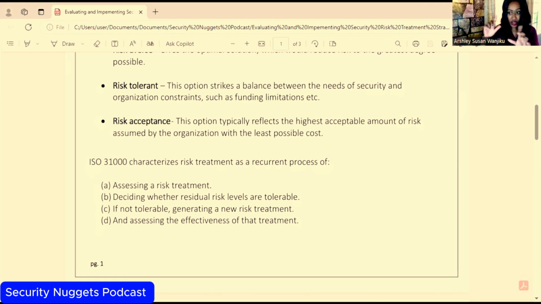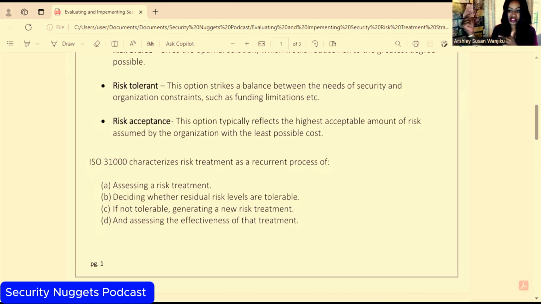Now, in correlation, this is what it also means. It means that we have to assess a risk treatment, all right? And after assessing it, we now decide whether the residual risk levels are tolerable. You know, we have assessed a risk treatment plan, and then we are looking and seeing after we implement the mitigation strategies, all right?